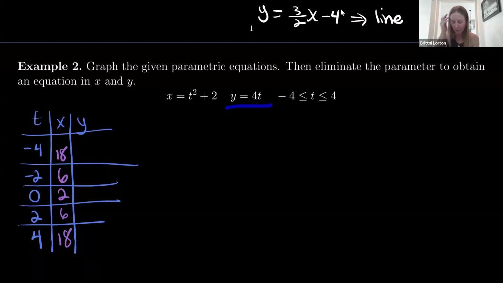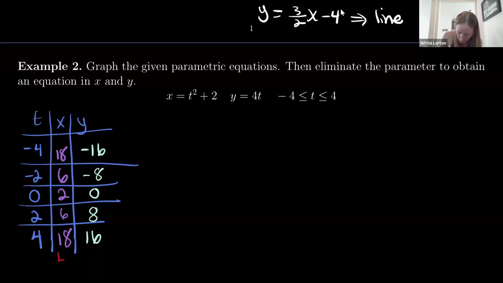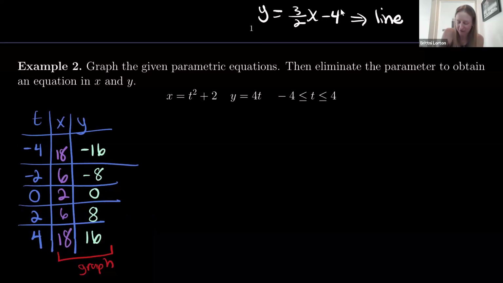And then I'll do the same thing for y, and y in this case is just 4 times t. Remember, it's 4 times t, not x. That's an important distinction. So 4 times -4 is -16, and then 4 times -2 is -8, and then 0, and then +8, and then +16. And then a quick note one more time, what you're graphing is not time. What you're graphing is the location of this object at any given time.